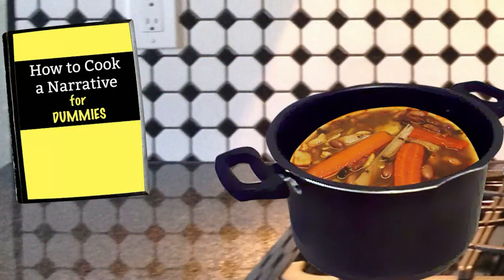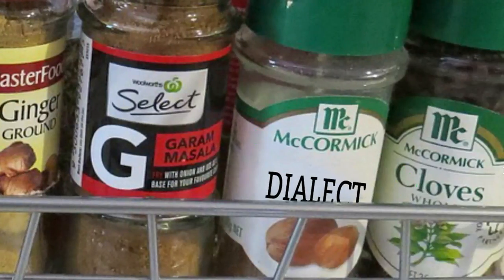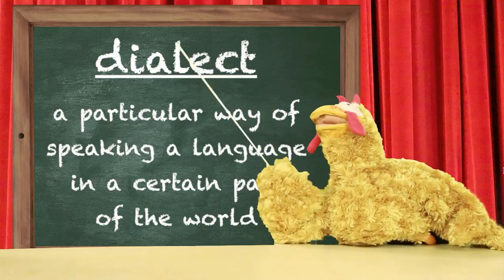Writing a story when suddenly you realize your dialogue's coming out a little bit bland? Maybe you could use something to spice it up. No, this is not the right time for paprika. So what is the right ingredient? Dialect. A dialect is a particular way of speaking in a given language in a certain part of the world.